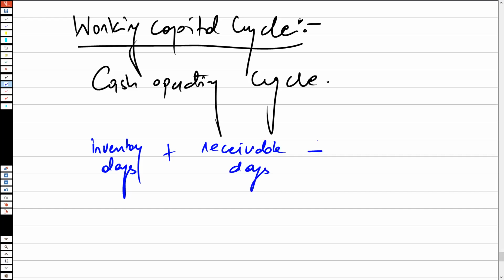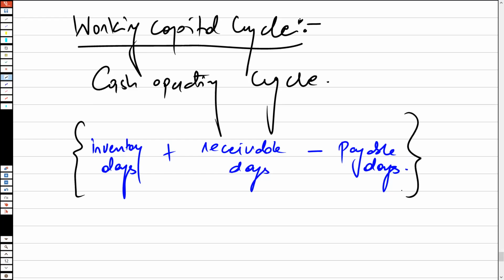We say inventory days plus receivable days minus payable days.